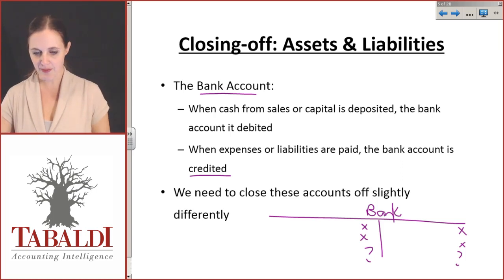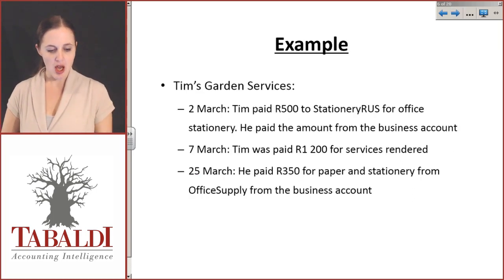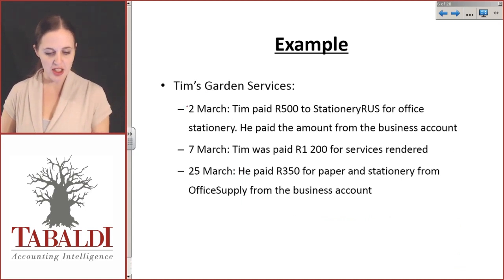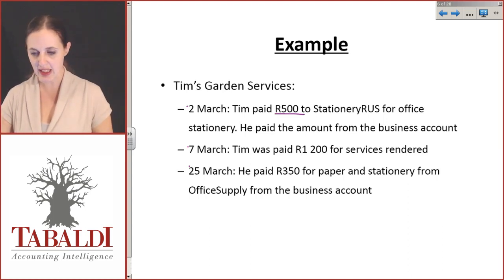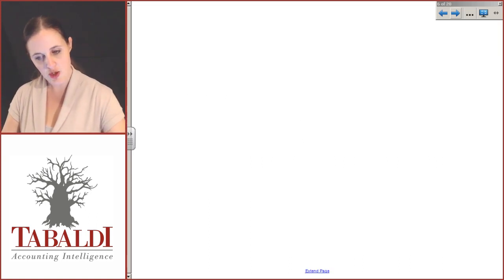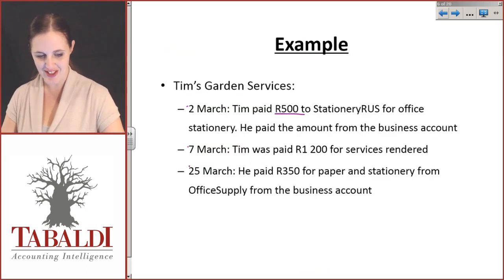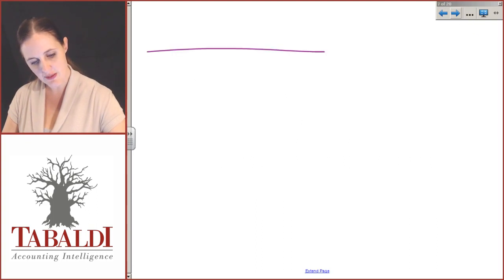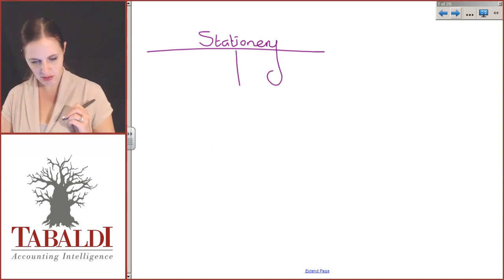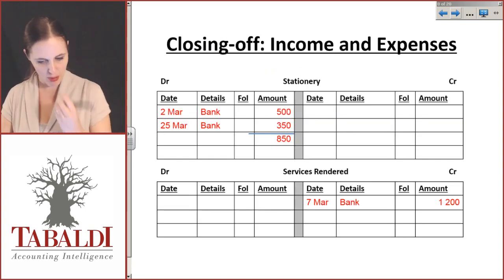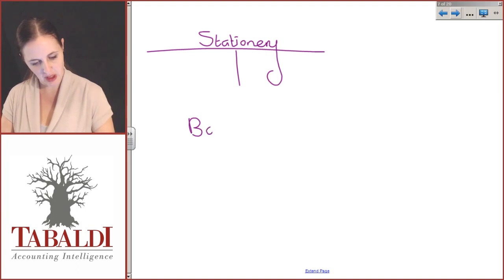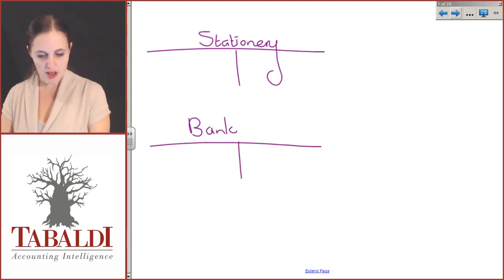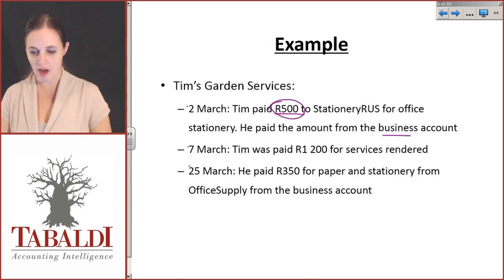Let's take a look at an example. 3 transactions. On the 2nd of March, Tim paid 500 Rand to stationery for office stationery. He paid the amount from the business account. So let's set up these while we're here. So our first one, stationery for 500 on the 2nd of March. So we have a stationery account. And he paid it out of the business bank account. So we need to have bank as well. Our debits and our credits. All right, so 500 Rand on the 2nd of March for office stationery.